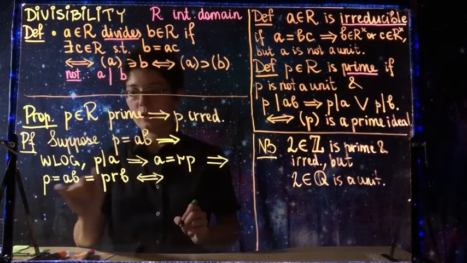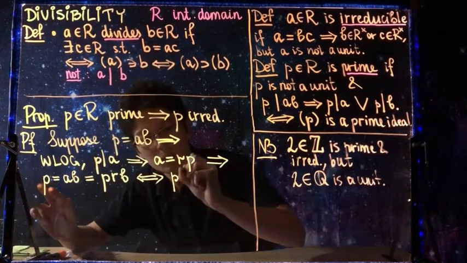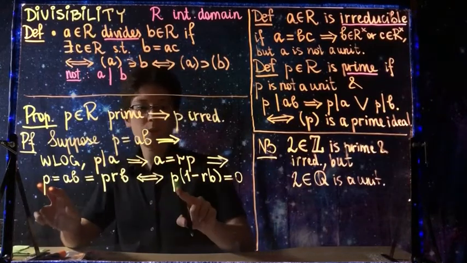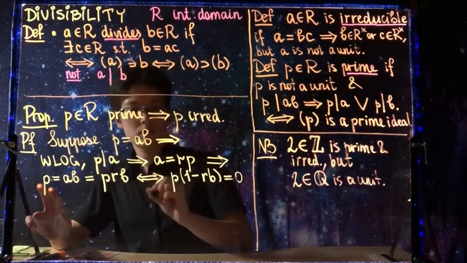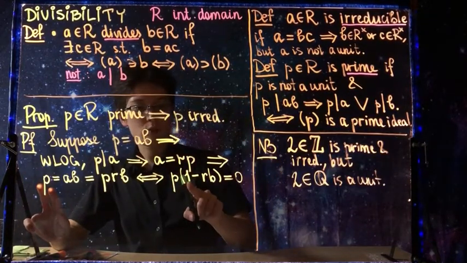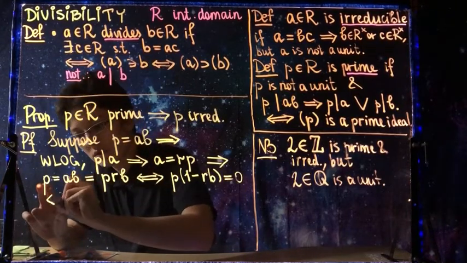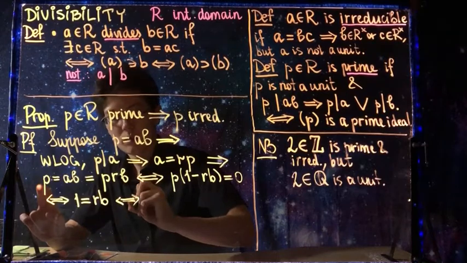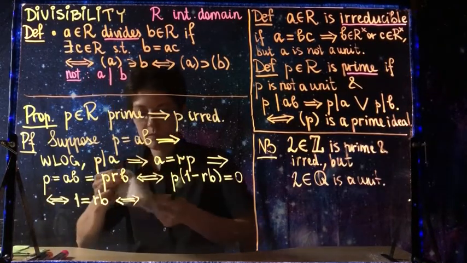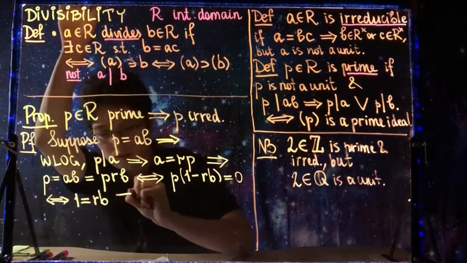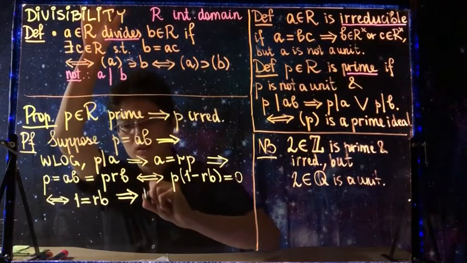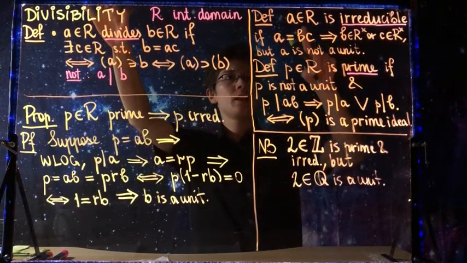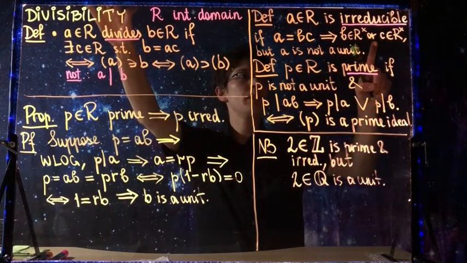And by moving PRB to the leftmost side, we get that P times 1 minus RB is equal to 0. But P is a non-zero element, and we have an integral domain, so 1 minus RB must equal 0. So 1 is equal to RB, which says that B is a unit. And so we prove that a prime element satisfies the definition of an irreducible element.